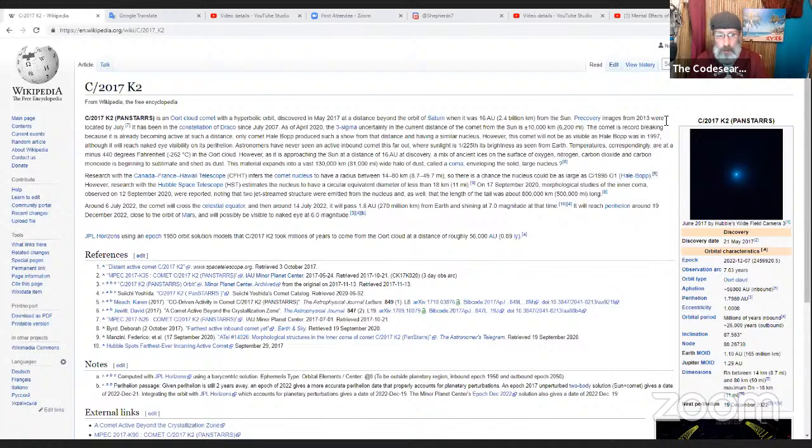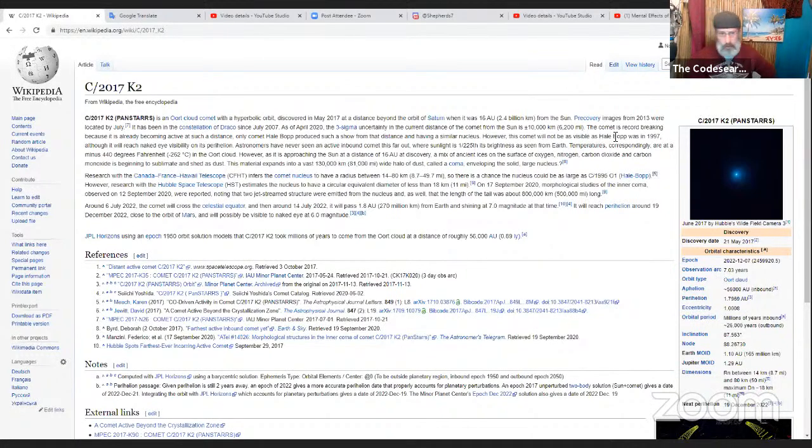Pre-recovery images from 2013 were located by July. It has been in the constellation of Draco since July 2007. As of April 2020, the 3 sigma uncertainty of the current distance of the comet from the sun is about... I don't know, anybody know what that sign right there means? I'm sure it's significant. So it's 10,000. That's not astronomical, it would be AU. I don't know what that is, but it's 10,000 kilometers or 6,200 miles.